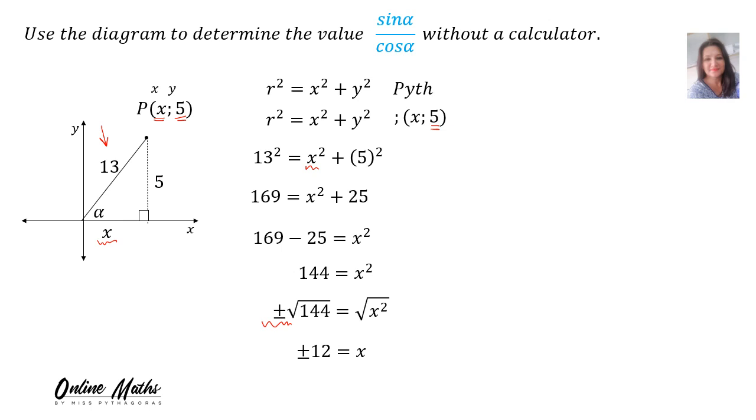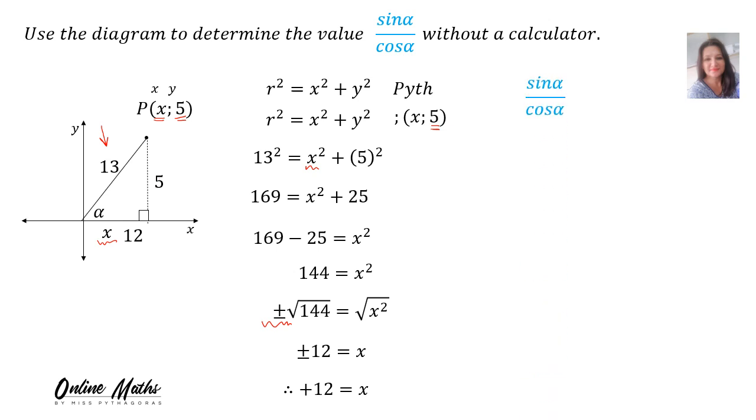Now, since you have two answers there, the correct one for this sketch is x is plus 12. Since your triangle is in the first quadrant, x and y are both positive in the first quadrant. Therefore, x is 12. Now you have x, y, and r's values, and you can do your sum.